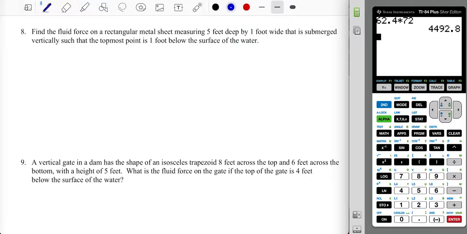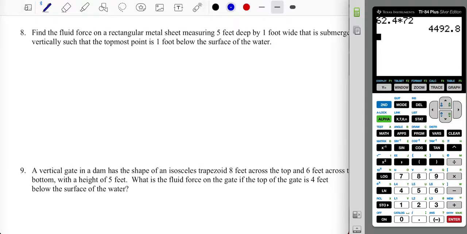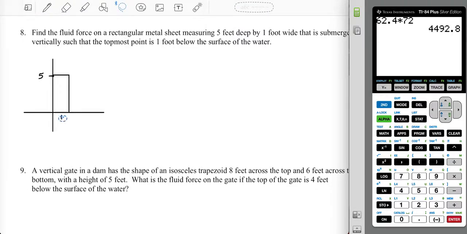All right, so I'm going to draw a diagram here. X and Y axes. It's rectangular. It's 5 feet deep by 1 foot wide. So I'm going to draw something that looks along the lines of those dimensions. All right, the topmost point is 1 foot below the surface of the water. So I'll make this the surface of the water. So that's at 6 feet. All right.